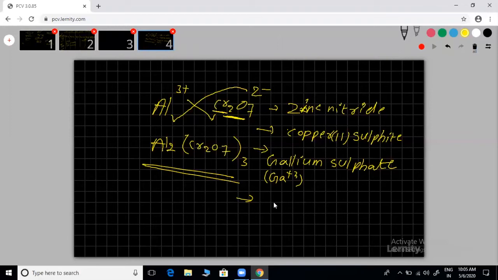Nickel bromide. Yesterday I gave all these charges in the last class. Nickel, okay, I'm giving it anyway, 2. Bromide. You can try 4, either 4 or 4.